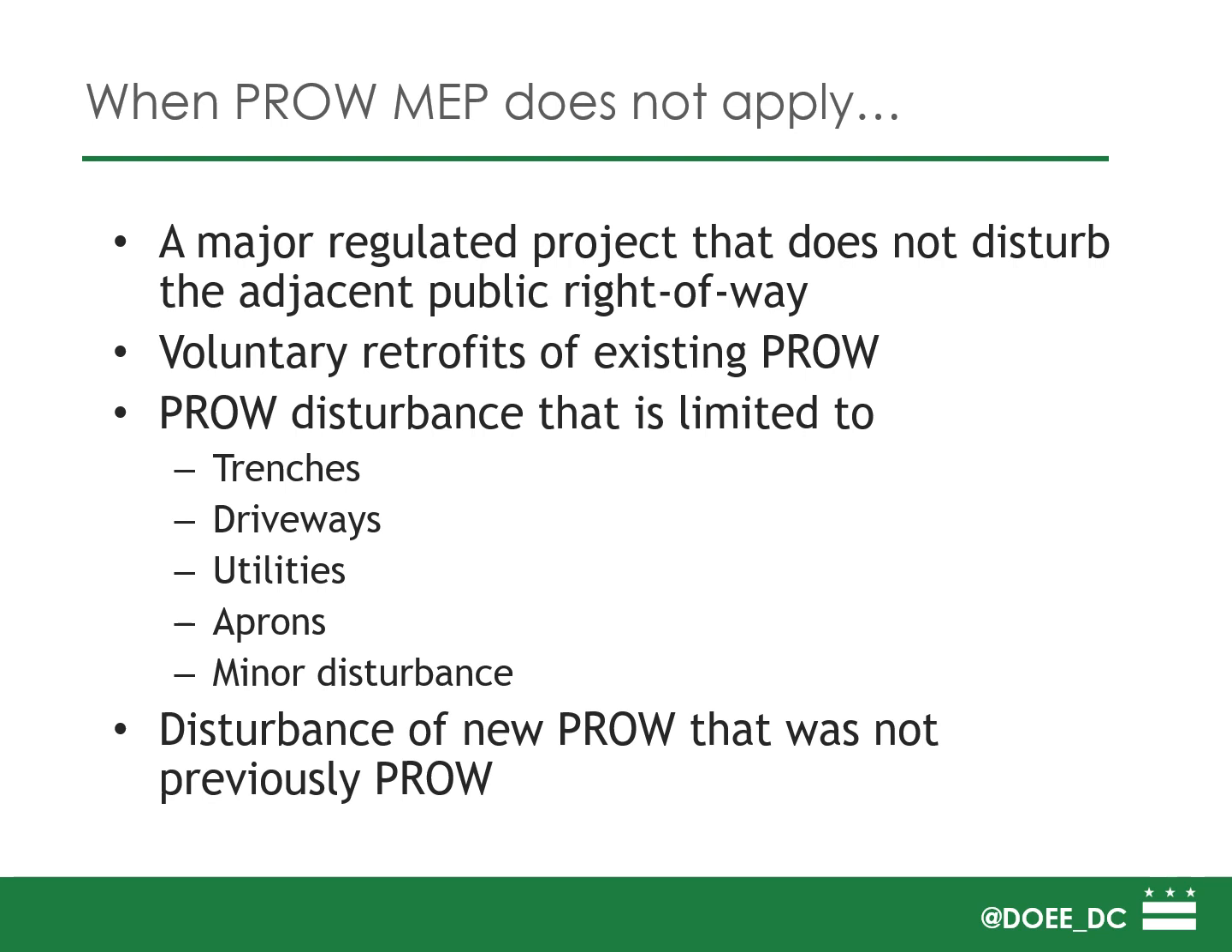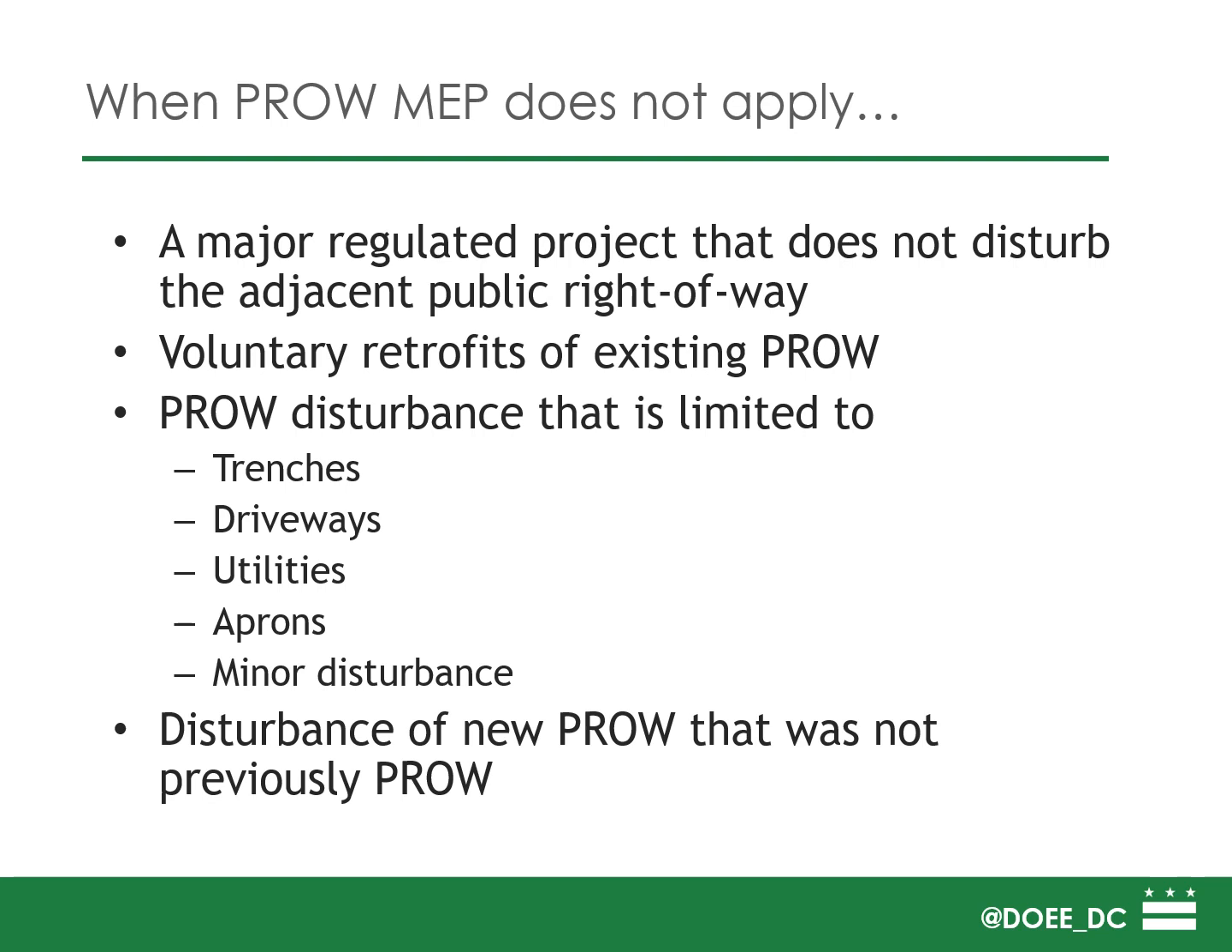If there's a major regulated project that does not disturb any of the adjacent public right-of-way, then the public right-of-way maximum extent practicable process, the MEP process, doesn't apply, right? You're not disturbing any right-of-way, so you don't have to worry about this. There's another situation if you're doing a voluntary retrofit. For example, if you're doing a bioretention in the public right-of-way for the benefit of the neighborhood or for generating stormwater retention credits, then the maximum extent practicable process doesn't apply to that either.